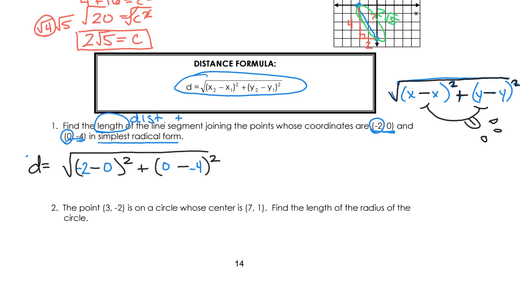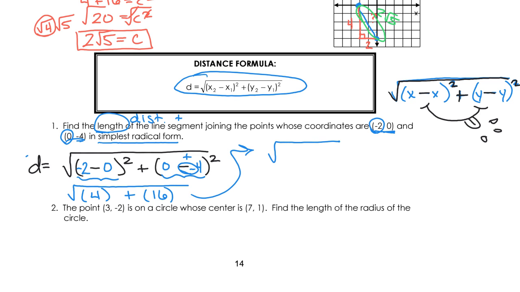Then we're just going to clean this up. We keep the big long square root; we don't use that until the end. Right here, -2 minus 0 is -2, and -2 squared is 4. We keep the plus sign. In this set of parentheses, 0 minus a -4 is really 0 plus 4, which is 4, and 4 squared is 16. We add those two numbers together first. We haven't used the square root, so it's still there, and 4 plus 16 is 20.